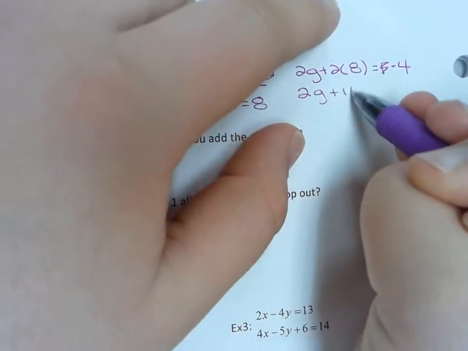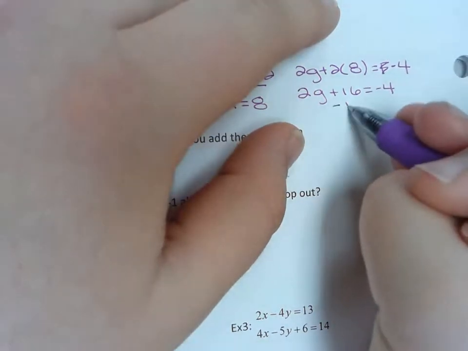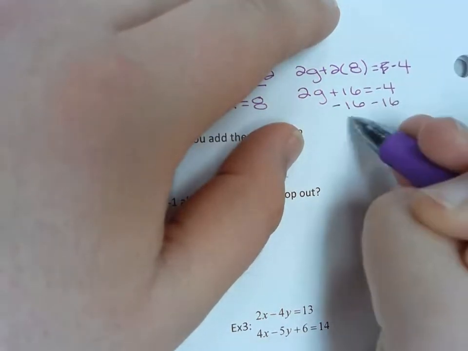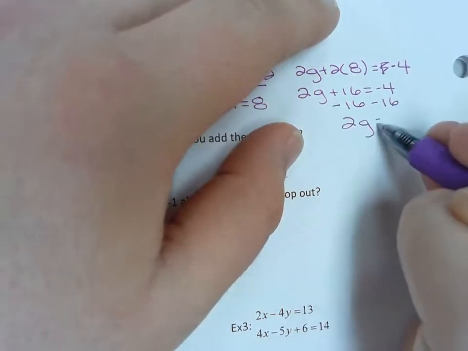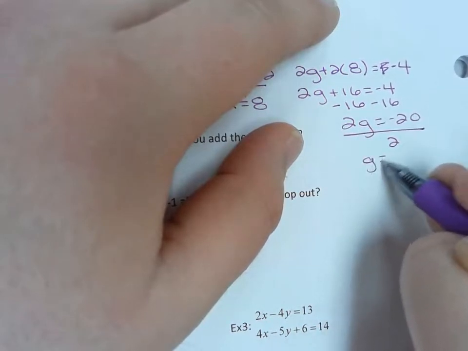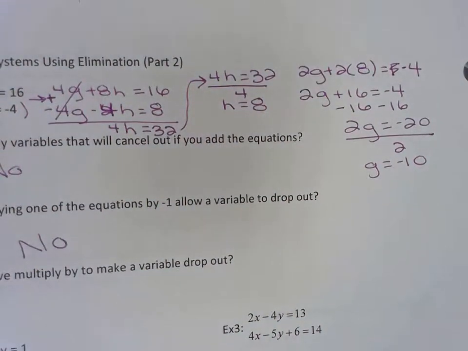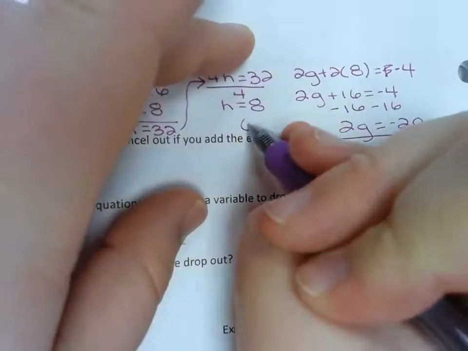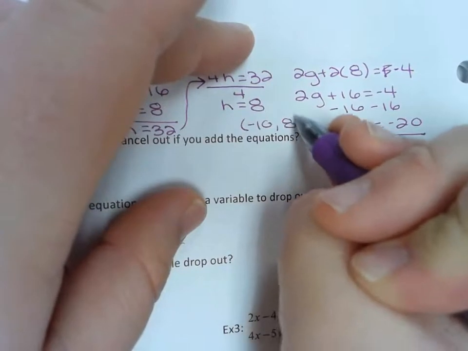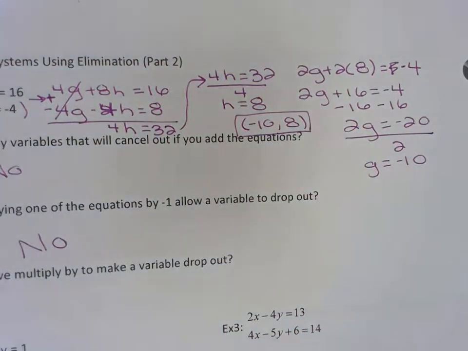2g plus 16 equals negative 4. Subtract 16, subtract 16. 2g equals negative 20. Divide by 2. g is negative 10. So I have to find both of the variables. Now to write this as an ordered pair, it goes in alphabetical order. g, comma, h. So negative 10, comma, 8. So once you multiply one of the equations, it's just like we did yesterday.